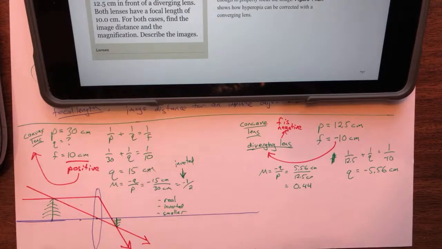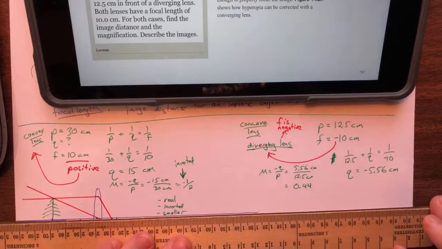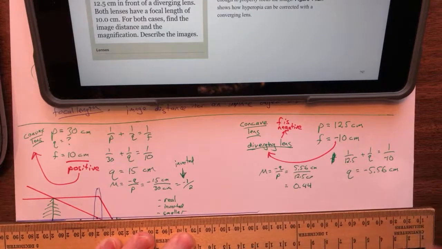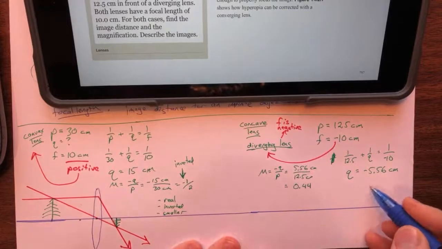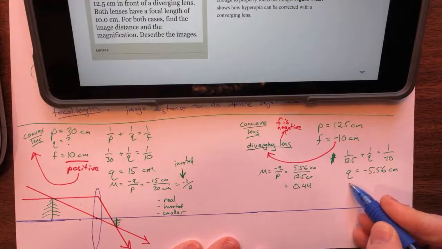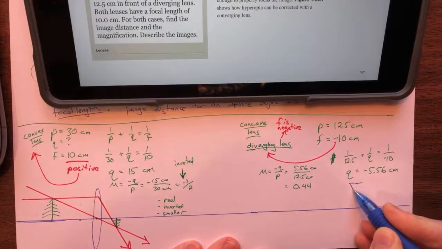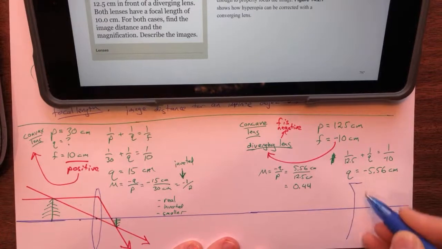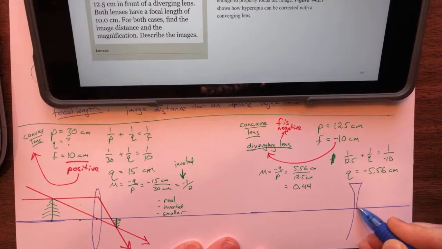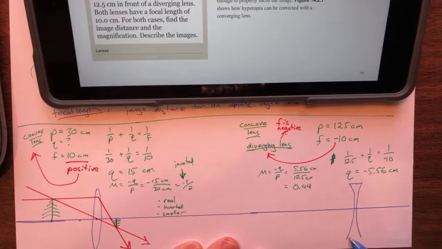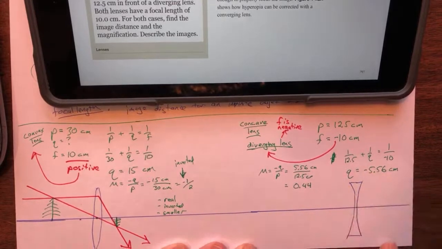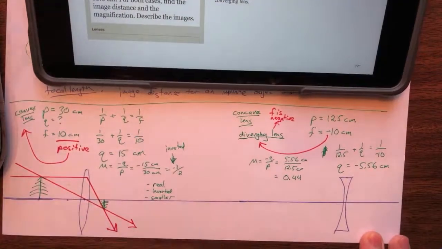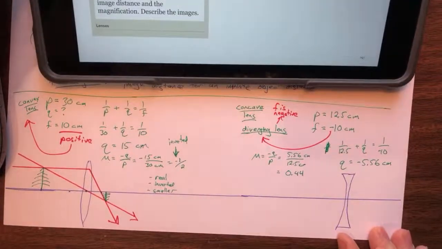In this case, we can just continue this principal axis over here. Now our diverging lens is going to look a little bit different. It's going to look like this, and you don't have to get these things drawn completely accurately. Your diverging lens is thin in the middle and thick at the ends. Again, it's kind of like what your lenses look like if you are nearsighted.